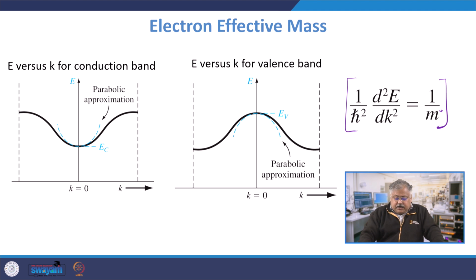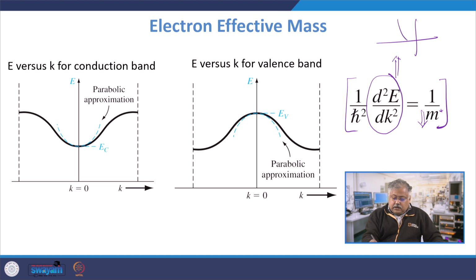Now quite interestingly, it means that if your EK diagram is very, very steep, then this value will be very, very large, implying that my m star will be small. So if I have an EK diagram which is like this and I have an EK diagram which is something like this, so steeper it is, lower the value of effective mass will be. I leave as an exercise to you why is it like that.